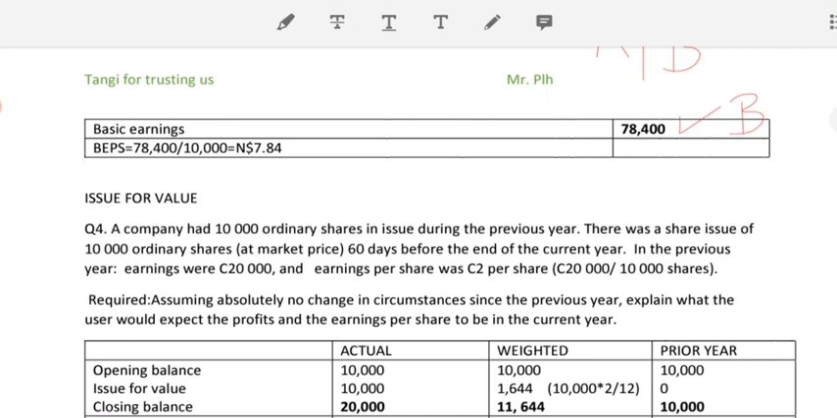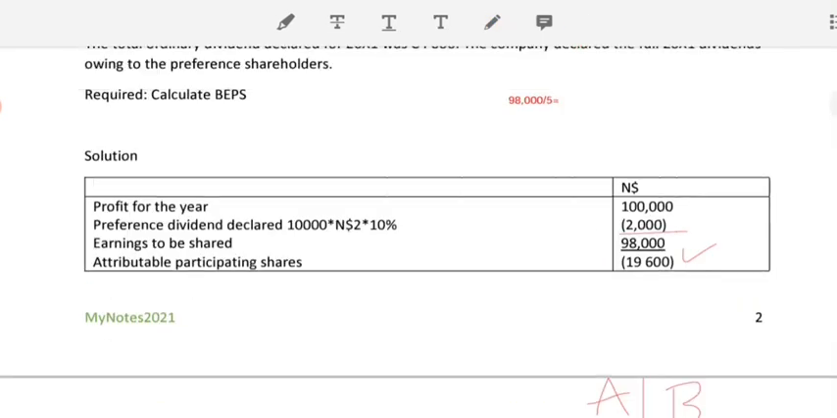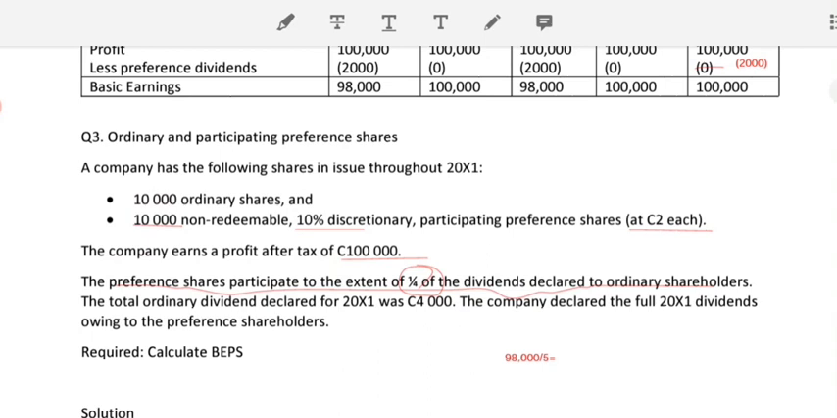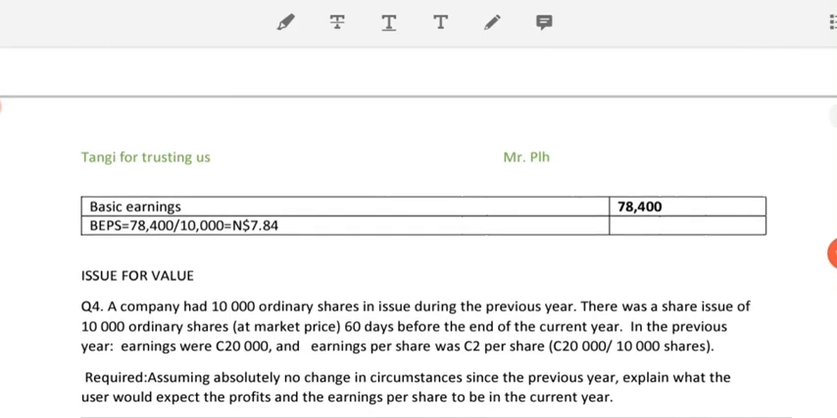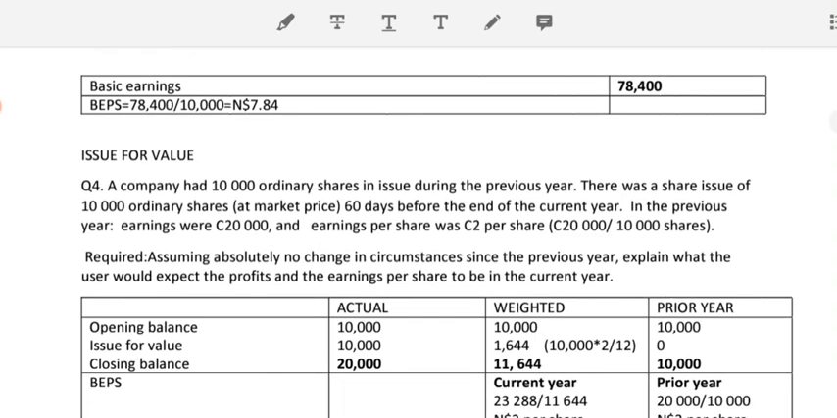Okay, it means that these ordinary shareholders are taking 78,400. Now we will take that 78,400 divided by 10,000, which is the ordinary shares we are having there, right? Okay, I hope you are getting that. Let's move first to the issue for value.